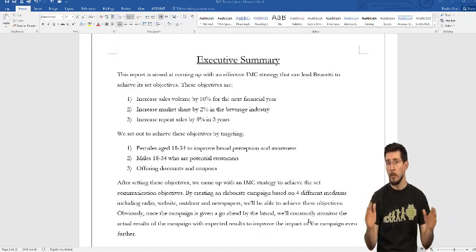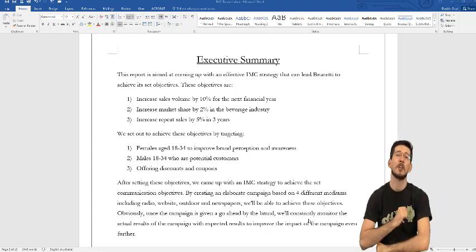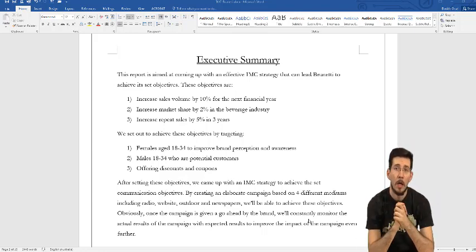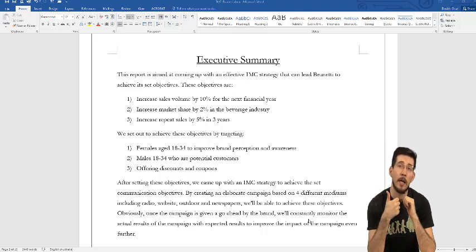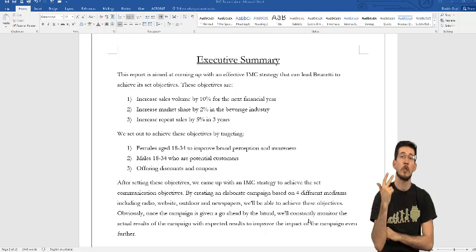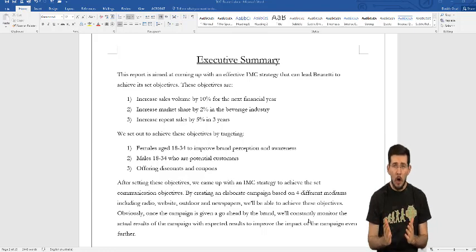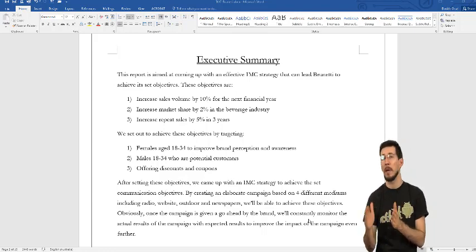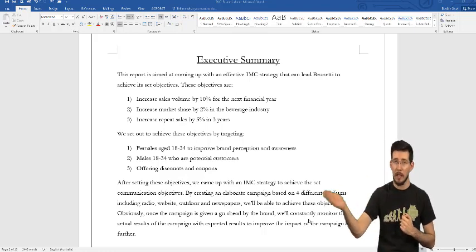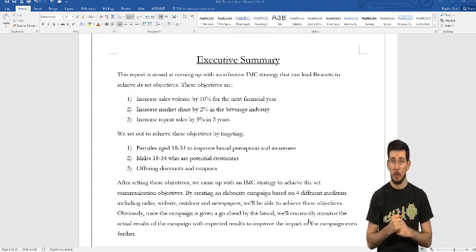To begin with, remember that there are three main sections that are composing assignment 2. The first one is your IMC strategy, the second one is your media strategy, and the third one is your budgeting and monitoring. So basically the costing, how much your plan will cost, and what are the steps you're implementing to make sure that you're monitoring the success of the campaign along the way.